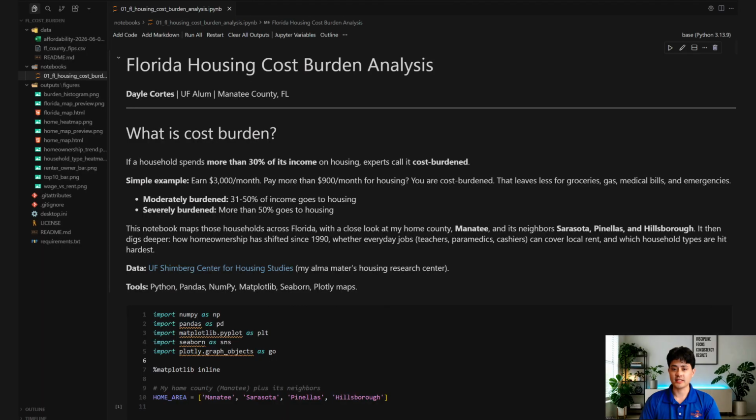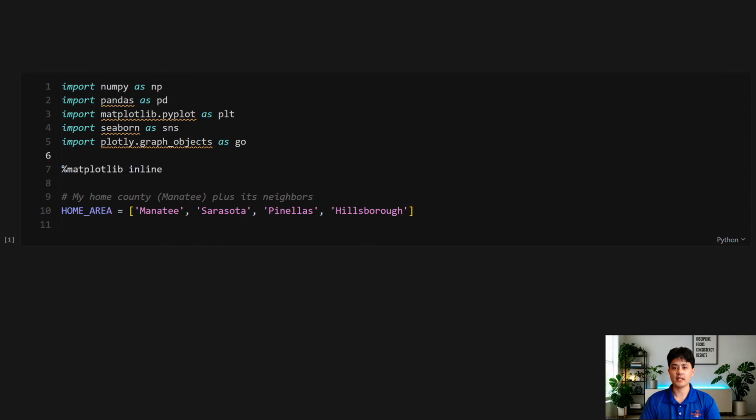Let's step directly into the pipeline execution. We start by importing our standard stack: NumPy, Pandas, Matplotlib, Seaborn, and Plotly. I've isolated my local market area into a reusable list constant named home area for downstream filtering. The raw data arrives as a multi-sheet Excel workbook.